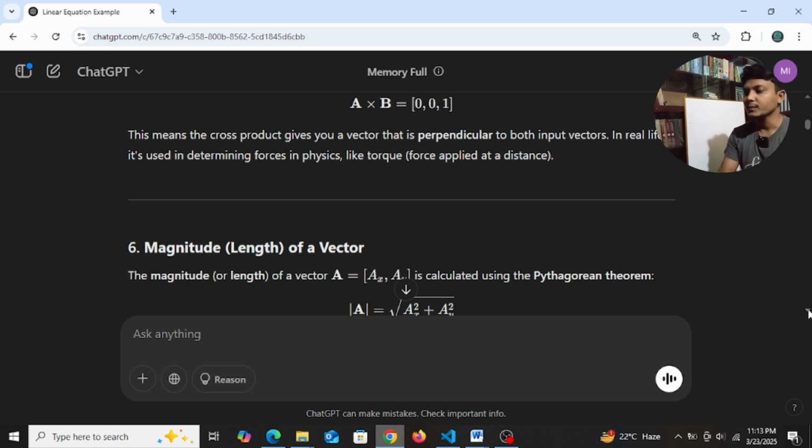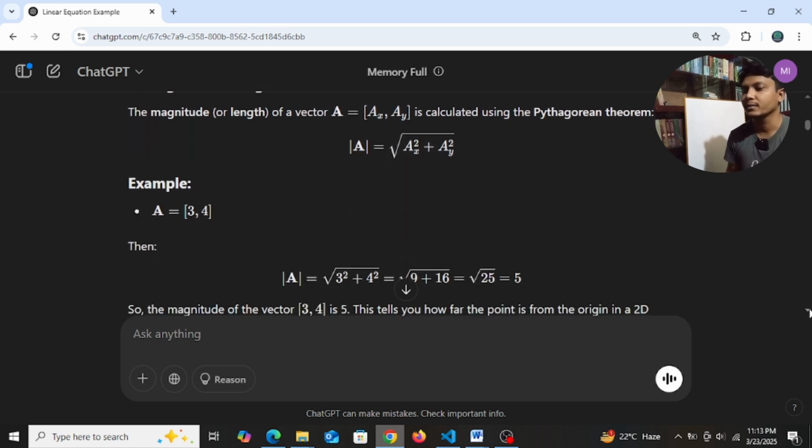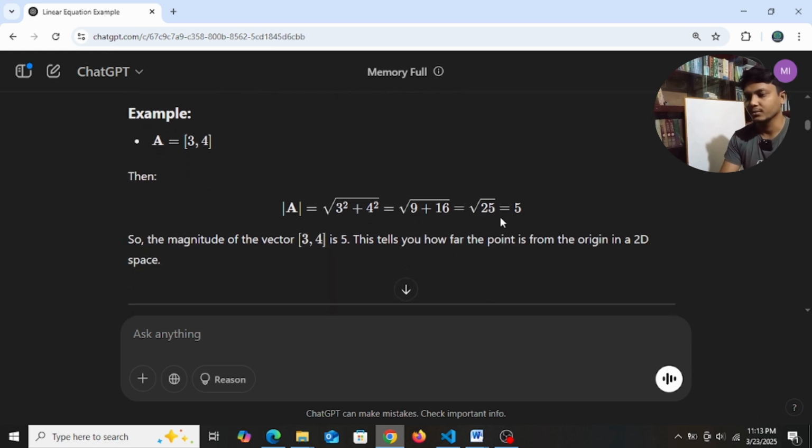Now we have to understand another thing, that is the magnitude of a vector. We will understand where these things can be applied, but for the time being, just focus on the formulas. Magnitude is like the Pythagorean theorem, how we calculate the hypotenuse of a triangle. So a equals (3, 4): 3 square plus 4 square, 9 plus 16, is 25, root of 25 equals 5. So 5 is the magnitude of this vector.